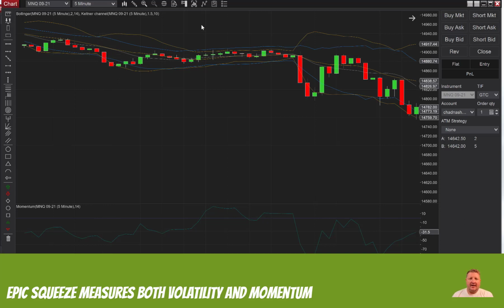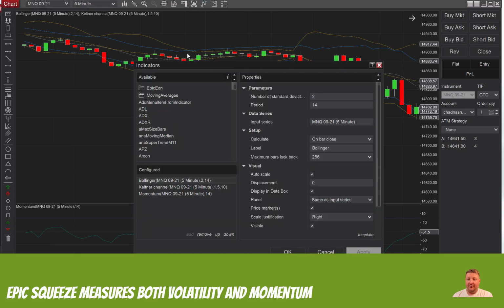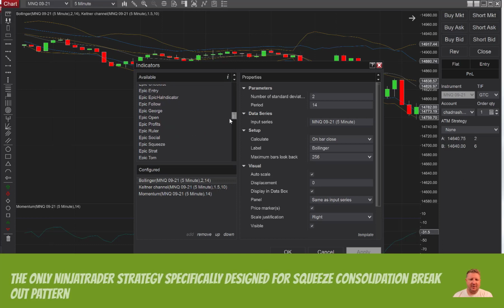Now, again, you don't need to have any of these indicators on the chart. I just want to show you what the setup is about. Now, let's add Epic Squeeze. For algo trading, you don't even really need to have Epic Squeeze on the chart. You just need the strategy. So, Epic Squeeze.